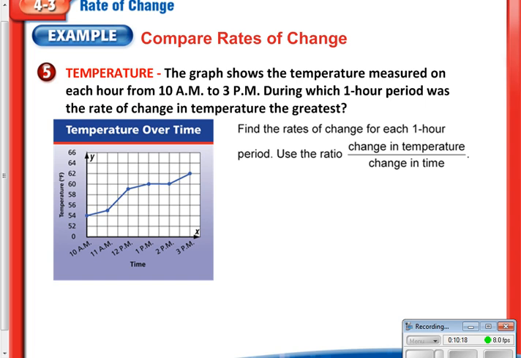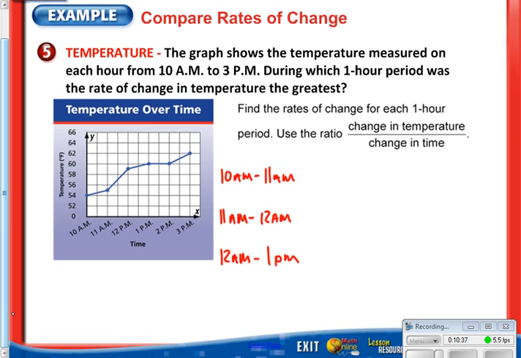So we have from 10 a.m. to 11 a.m. We need to figure that out. From 11 a.m. to 12 p.m., from 12 p.m. to 1 p.m., from 1 p.m. to 2 p.m., and last would be 2 p.m. to 3 p.m. Need to find out all the rates of change.